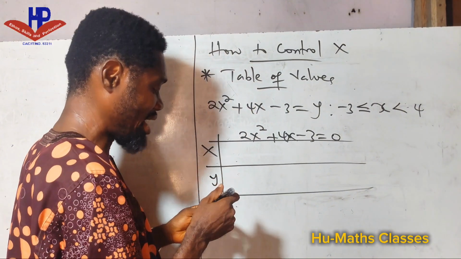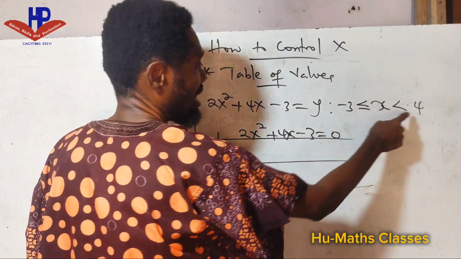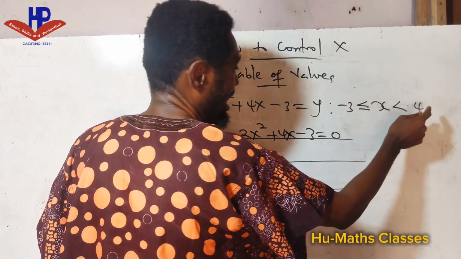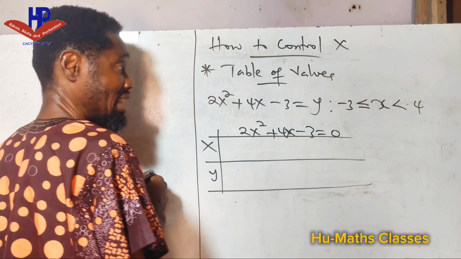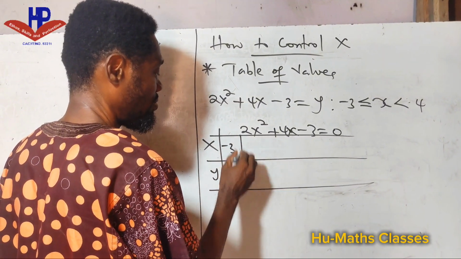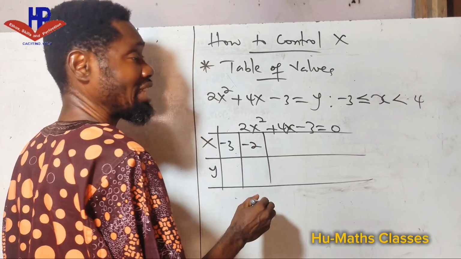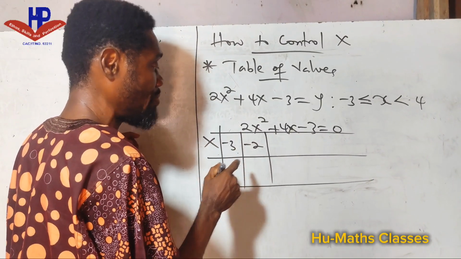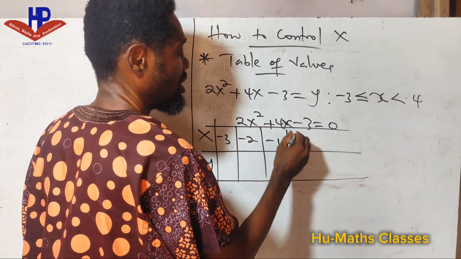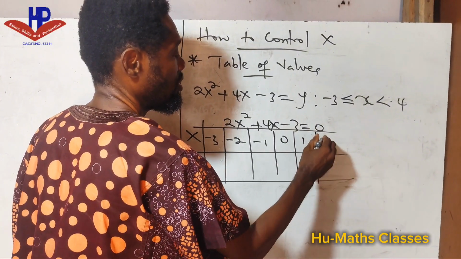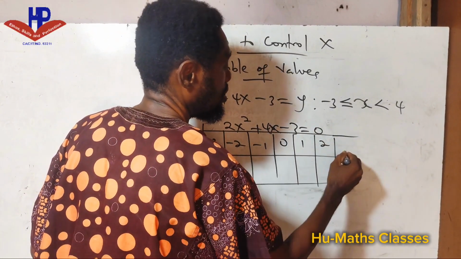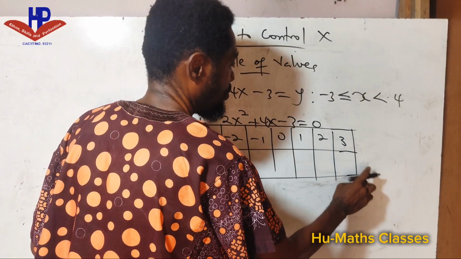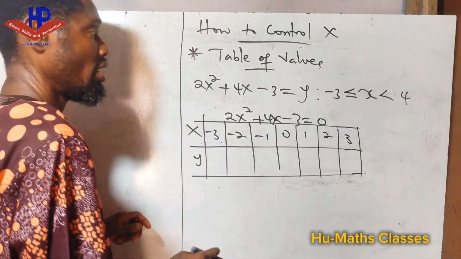Now, we said minus 3 is going to be inclusive and 4 is going to be exclusive. So I'll start from minus 3 and end at plus 3, which is a number less than 4. So I'll be having minus 3, minus 2. For those of us that cannot build table of values, you have the opportunity to also learn how to go about that today. Minus 1, 0, 1, 2, 3. We're going to end at 3 because 4 is exclusive.